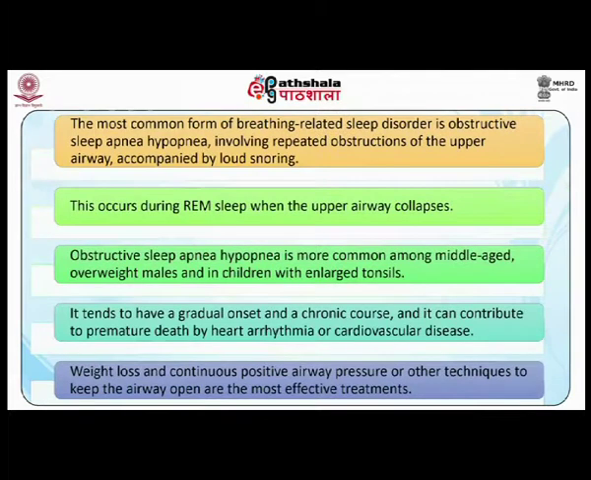The most common form of breathing related sleep disorder is obstructive sleep apnea, hypopnea, involving repeated obstructions of the upper airway accompanied by loud snoring. This occurs during REM sleep when the upper airway collapses. Obstructive sleep apnea, hypopnea, is more common among middle-aged, overweight males and in children with enlarged tonsils. It tends to have a gradual onset and a chronic course, and it can contribute to premature death by heart arrhythmia or cardiovascular disease. Weight loss and continuous positive airway pressure or other techniques to keep the airway open are the most effective treatments.